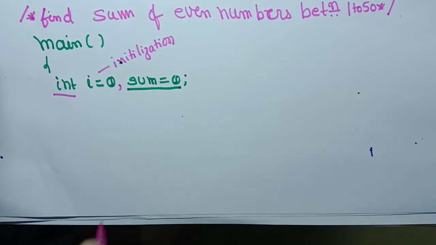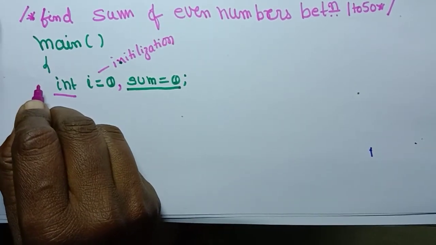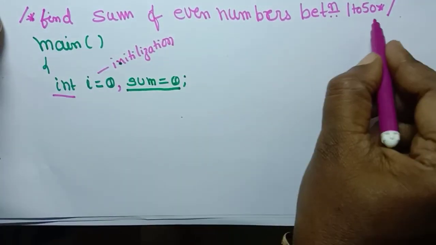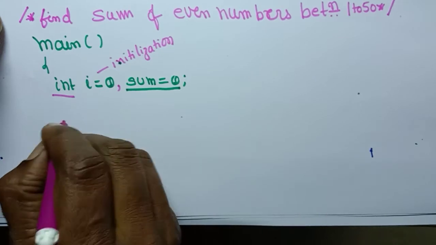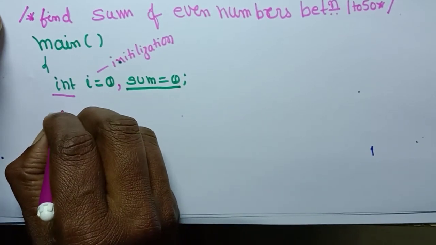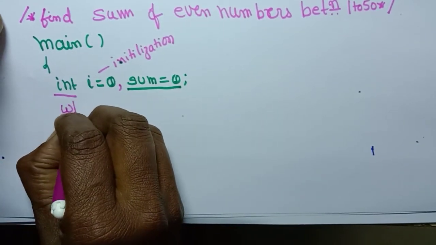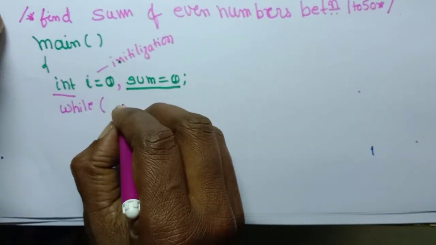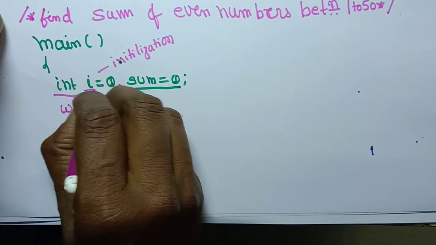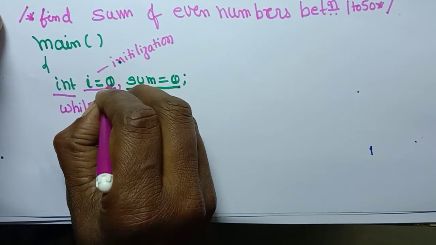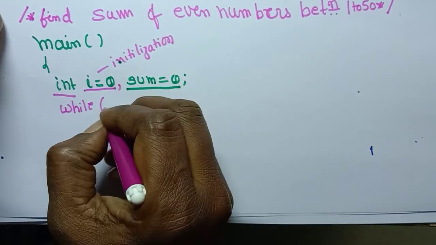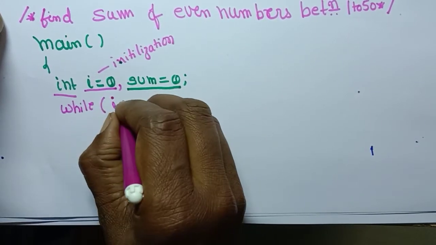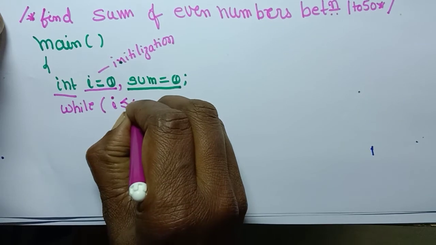Next, what is our aim? My aim is to write the program to find the sum of even numbers between 1 to 50. That means I have to add only the even numbers, correct? So here I am writing the while test condition. I have taken i = 0, and I have to go from 0 to 50. So here I check a condition: i is less than or equal to 50.